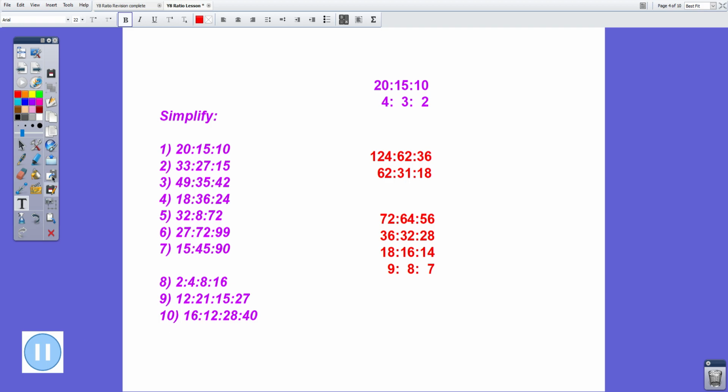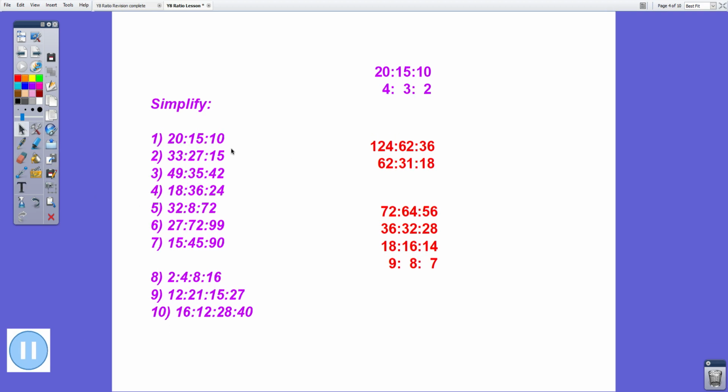Okay, now what I want you to try and do is the ones on the left here. As many as you can. Obviously we've done the first question now as an example up here. These are the two I just made up now. So we're going to pause your work while you try and do the questions.